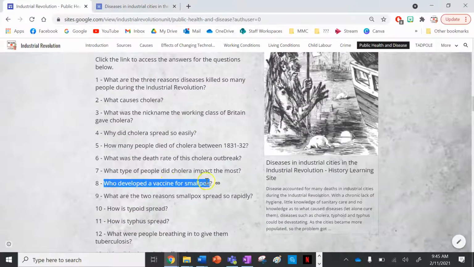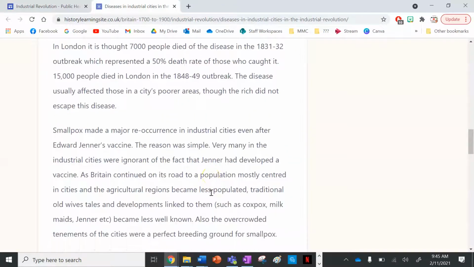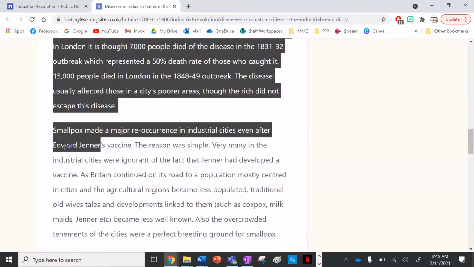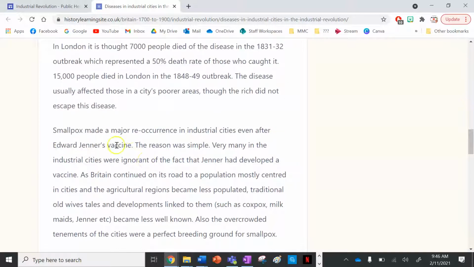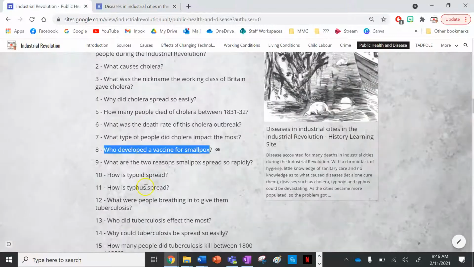Number 8, who developed a vaccine for smallpox? Here we have down here is Edward Jenner, not related to the famous Jenners that we know today. He made the vaccine for smallpox.